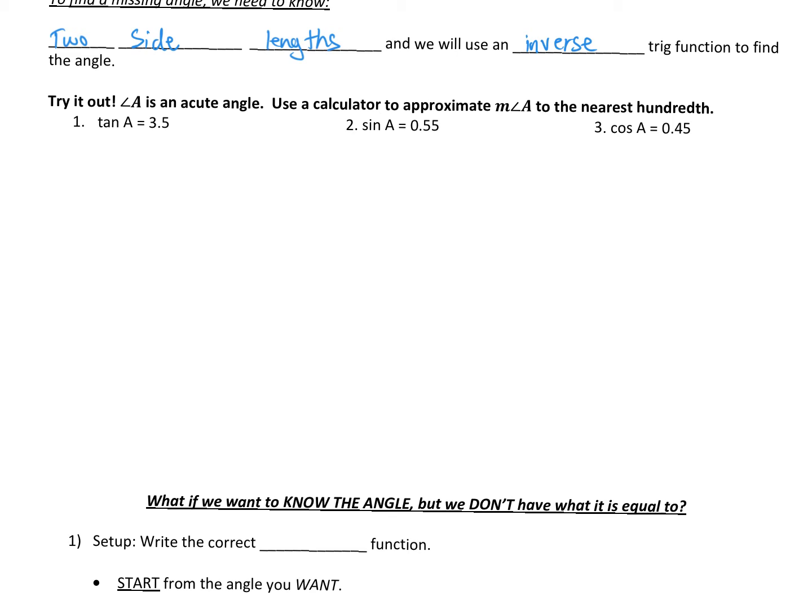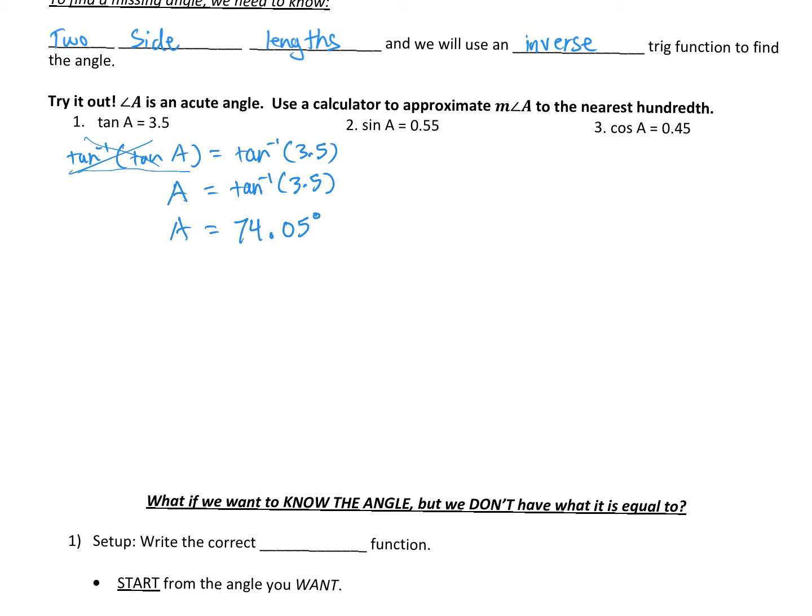So here it says tangent of A is 3.5. So to find the angle, we are technically taking the inverse tangent of both sides: the inverse tangent of tangent of A equals the inverse tangent of 3.5. This cancels out tangent, and we're left with A. And we punch this into the calculator. We punch the inverse tangent of 3.5. This tells me A is 74.05 degrees. Remember degrees. Our angles are in degrees.